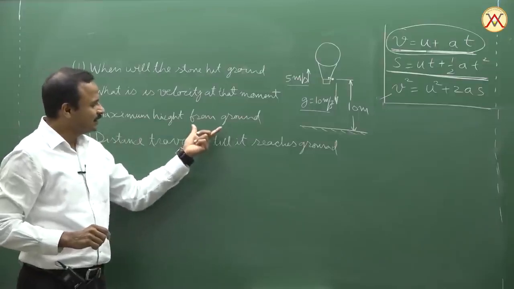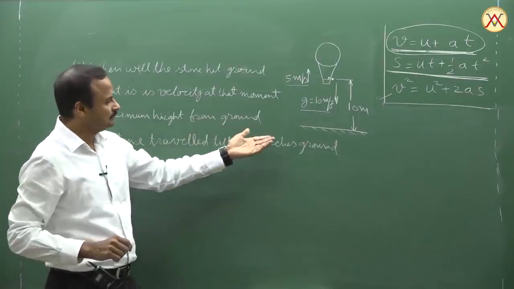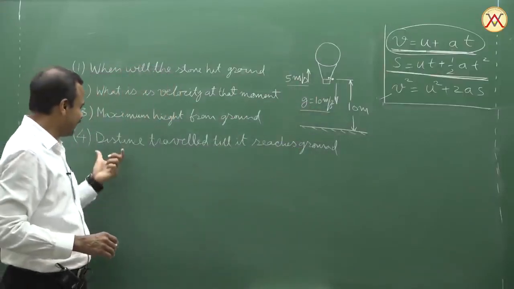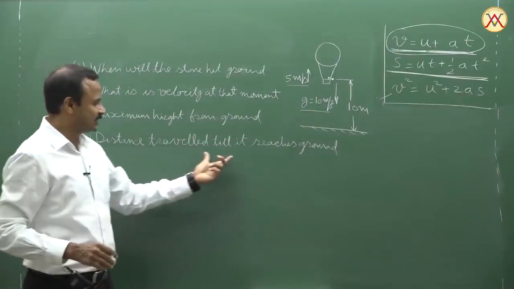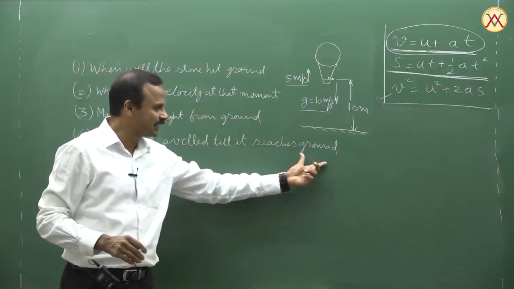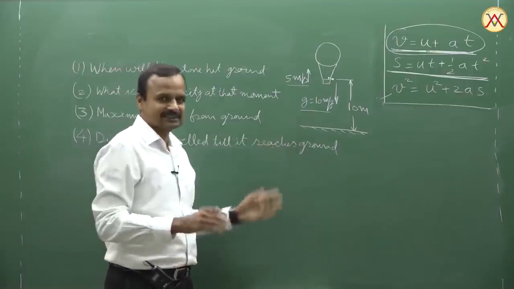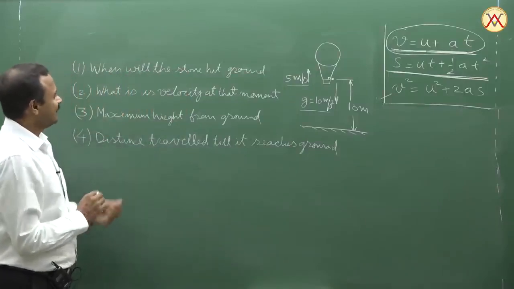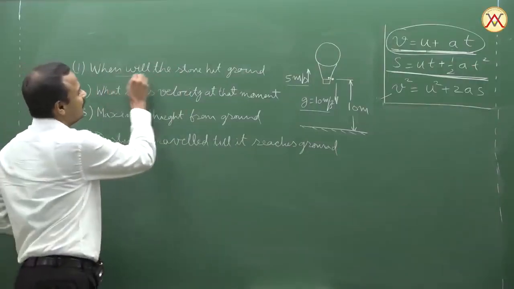Maximum height of the stone from the ground. Is it 10 or is it something else? Whatever it is, we have to find it. And the distance traveled till it reaches the ground. So what is the distance traveled till it reaches the ground? These are the things that we have to find. So let's start with the first part.